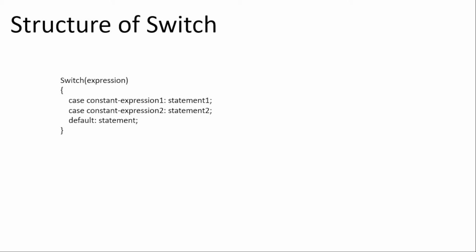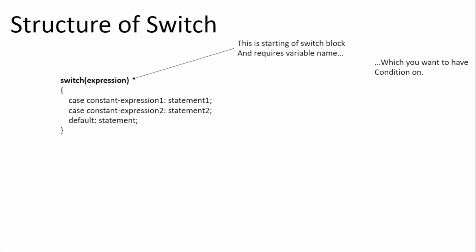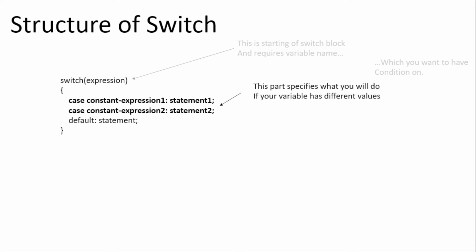switch (expression) { case constant expression 1: statement 1; case constant expression 2: statement 2; default: statement }. This is the starting of the switch block and requires the variable name, which you want to have conditions on. This part specifies what you will do if your variable has different values.